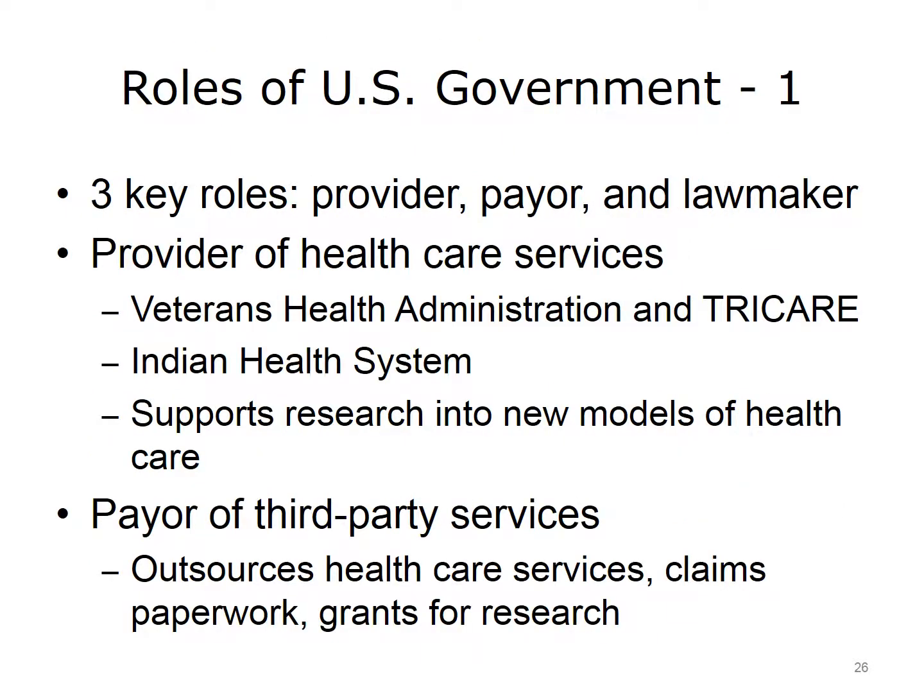The U.S. federal government has 3 key roles in healthcare. These include provider of healthcare services, payer for healthcare programs and services, and lawmaker. As mentioned, the government directly provides healthcare services through programs such as the Veterans Health Administration, TRICARE, and the Indian Health Service. These systems include federally and state-supported hospitals, clinics, health centers, doctors, and other services. The government also grants money for research projects that explore new models of providing healthcare.